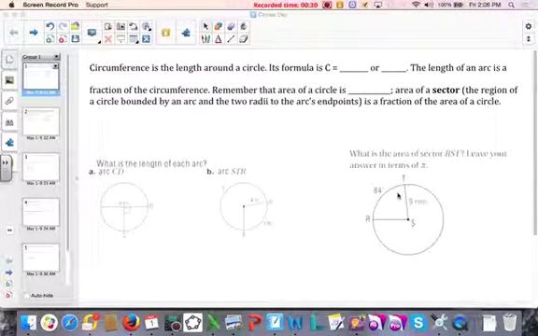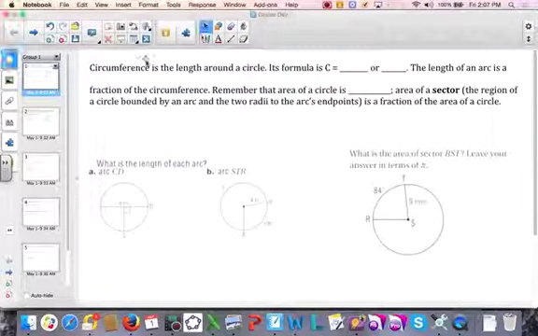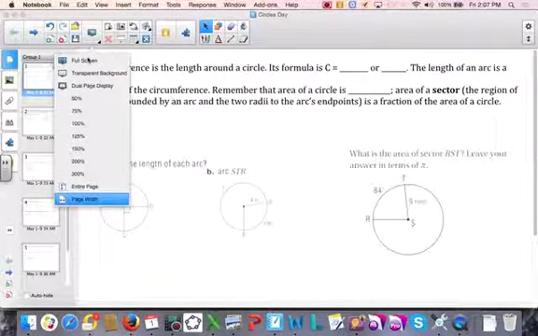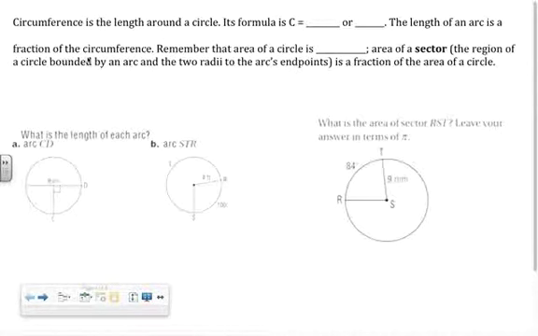So here we go. Starting off with stuff that you've seen before. Circumference of a circle is a formula that's not going to be on the reference sheet. Circumference of a circle is 2 pi r, or pi times diameter. It's the exact same thing.